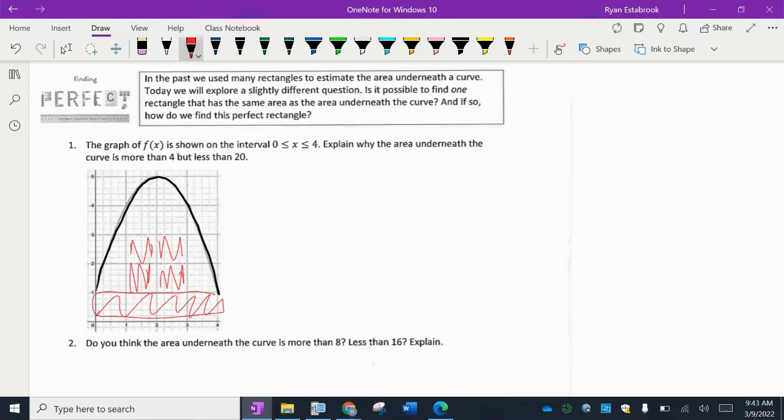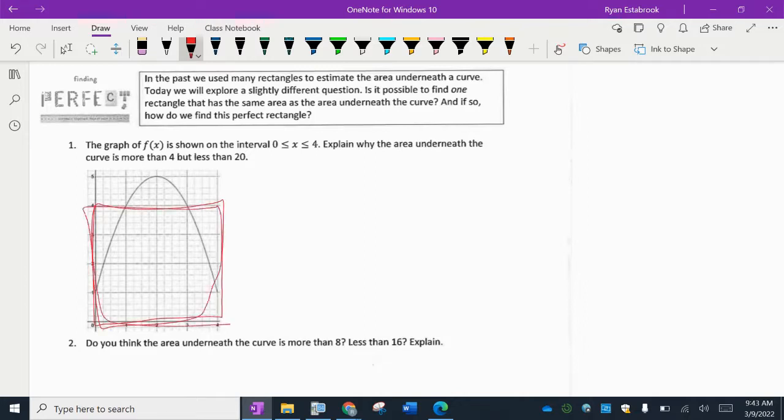If I'm saying, is it less than 16? Well, there's a width of 4. If the area is 16, the height would also be equal to 4. So I'm looking at this square right here. How do I think this area compares to the actual area in blue?